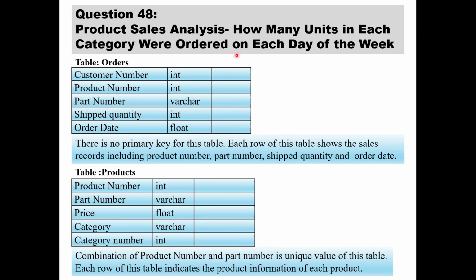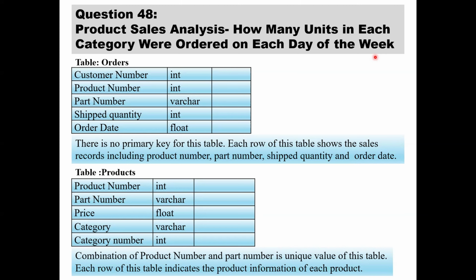Our goal is to analyze sales data and figure out how many units in each category were ordered on each day of the week, specifically for the month of January last year. By the end, you'll see two SQL solutions, one using case with aggregation and another using pivot. Both give us the same result, but with slightly different approaches.